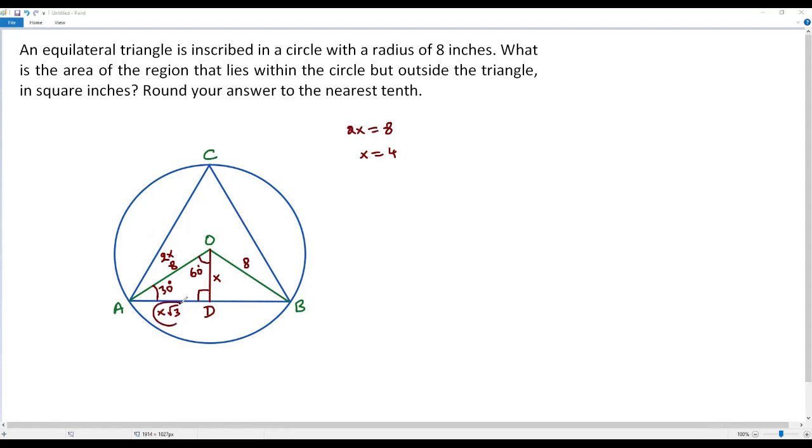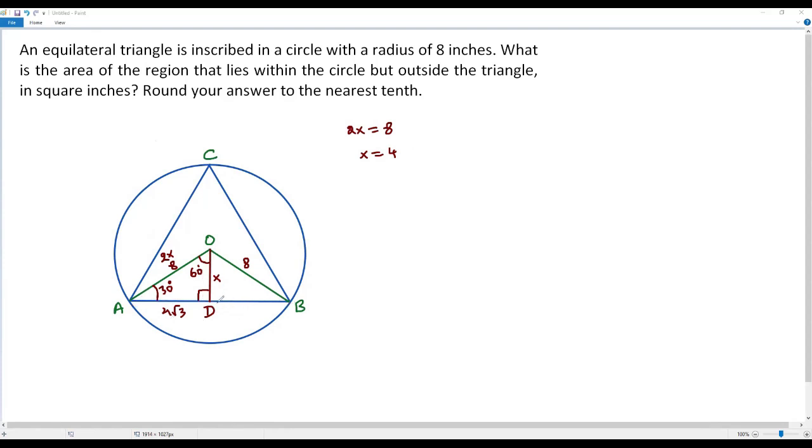Now we can replace this x over here by 4. Then this x times square root of 3 will become 4 times square root of 3. Let me write it over here. Already we know that the length of this line segment AD and DB are equal because the altitude will divide this AB into two equal parts.